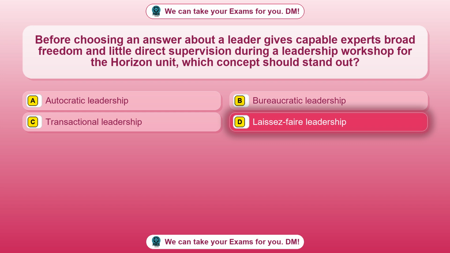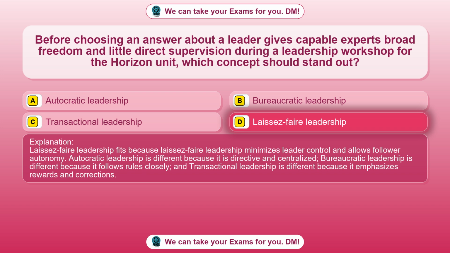The correct answer is option D, laissez-faire leadership. Laissez-faire leadership fits because laissez-faire leadership minimizes leader control and allows follower autonomy. Autocratic leadership is different because it is directive and centralized. Bureaucratic leadership is different because it follows rules closely, and transactional leadership is different because it emphasizes rewards and corrections.